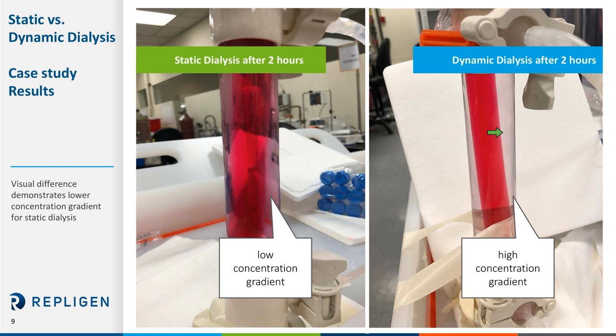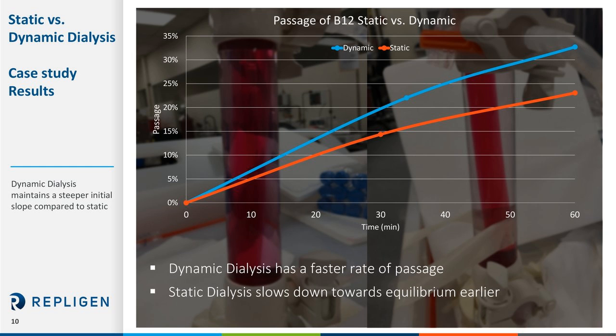Our hope and expectation is that this concentration gradient would lead to a faster rate of dialysis, a faster rate of passage. And that seems to be the case. Here, in this graph, the blue represents dynamic dialysis, whereas the orange represents static dialysis. Dynamic dialysis has a faster initial rate of passage, and you can see that static is slowing towards equilibrium earlier.